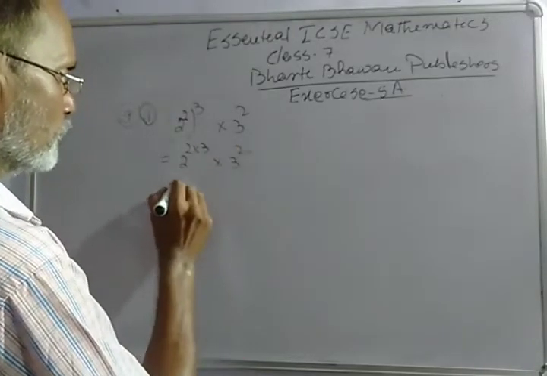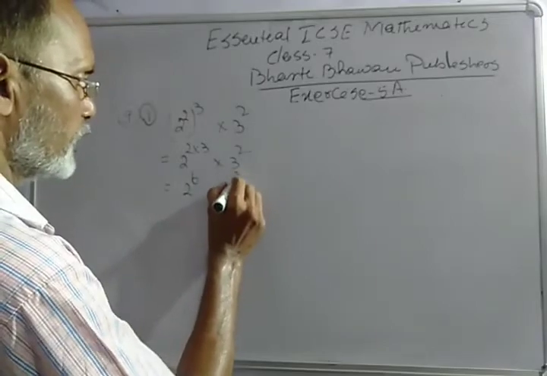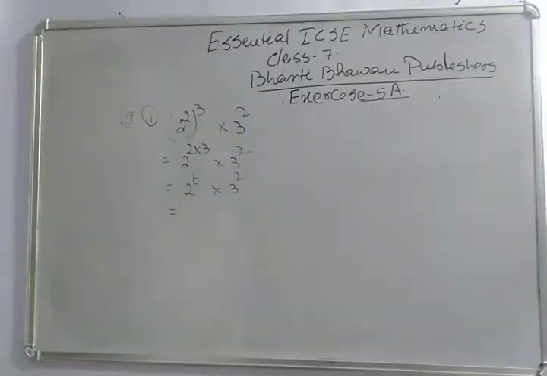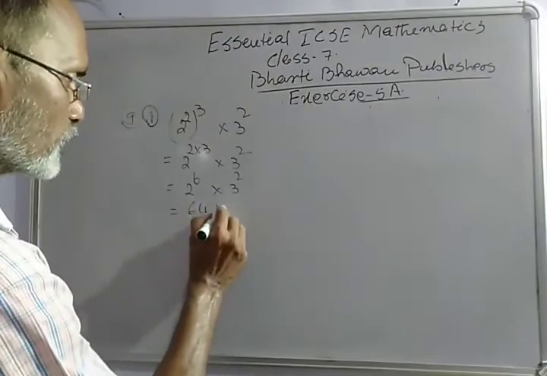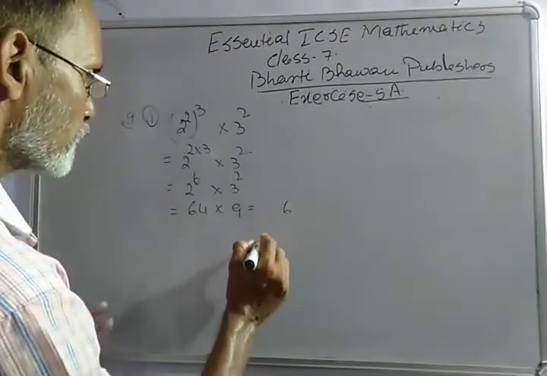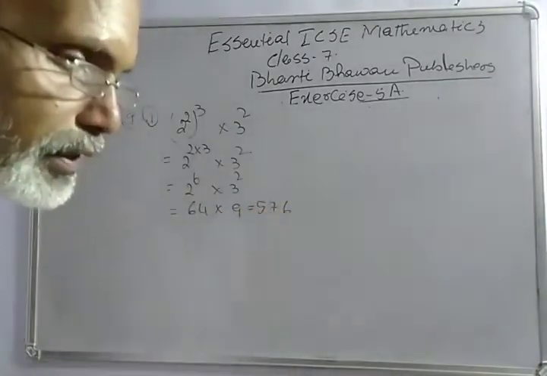So this is equal to 2 to the power 6 into 3 to the power 2. So this is equal to 2 to the power 6, that is 64, into 3 to the power 2, which is 9. So 9 times 4 is 36, 6 carry over 3, 9 times 6 is 54, plus 3 is 57, so 576.